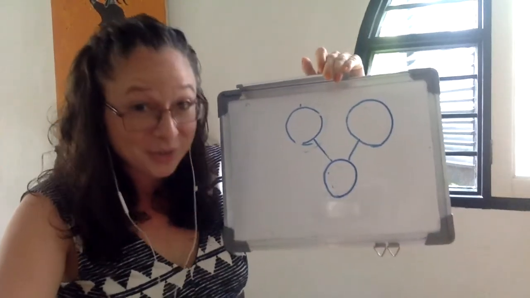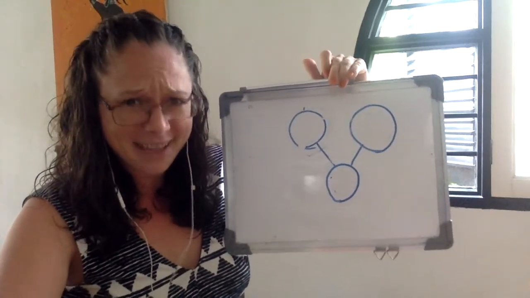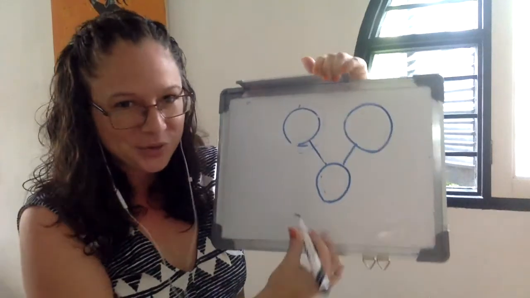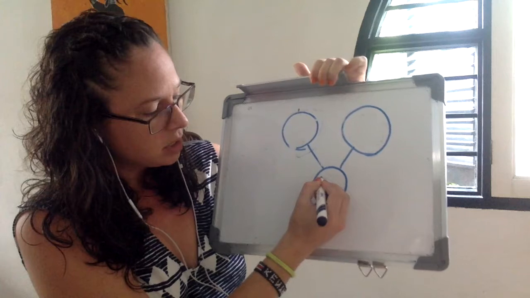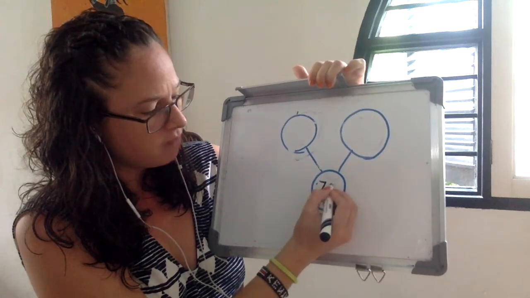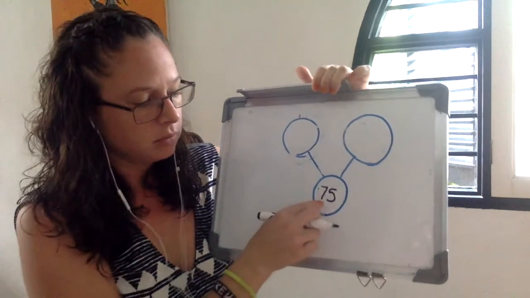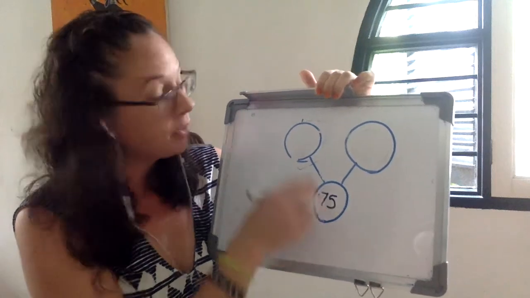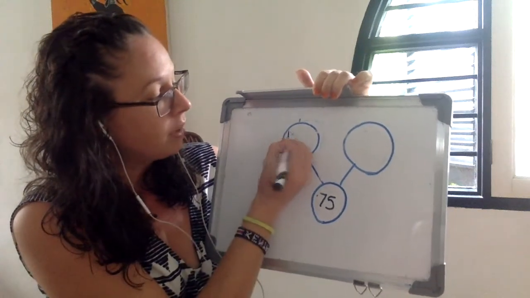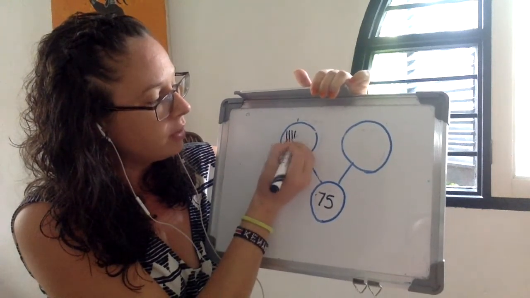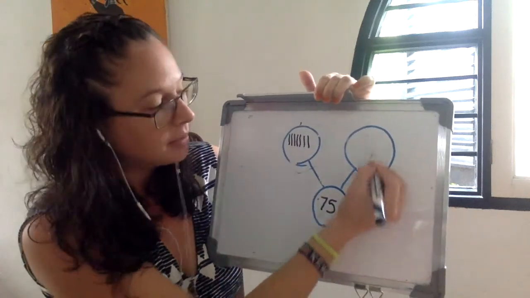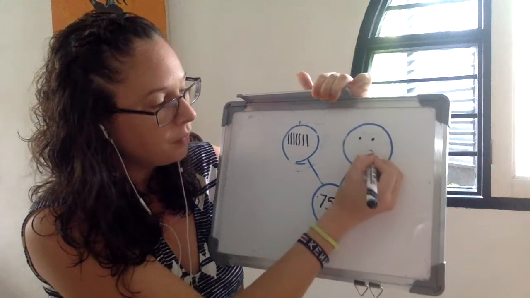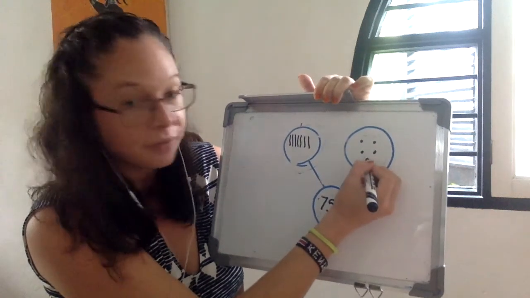We can also use the part whole model when it's upside down. Let's try 75. Now I'll look at the tens and draw 7 tens. 1, 2, 3, 4, 5, 6, 7, and 5 ones. 1, 2, 3, 4, 5.